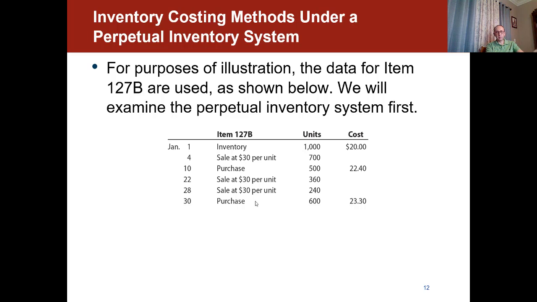So the problem here is that we want to calculate our cost of goods sold and our ending inventory. You can see that we started with 1,000, then we sold 700, and that would leave us with 300 units. Then we purchased 500, so that would make us adding 500 to the 300 for a balance of 800. And then we sold 360 and 240 for a total of 600. So out of the 800, we sold 600, so that would leave us with 200. And then we purchased another 600, so that took the balance again to 800.